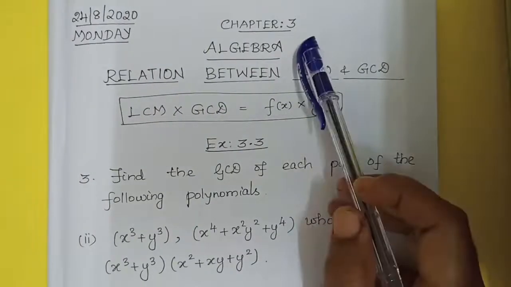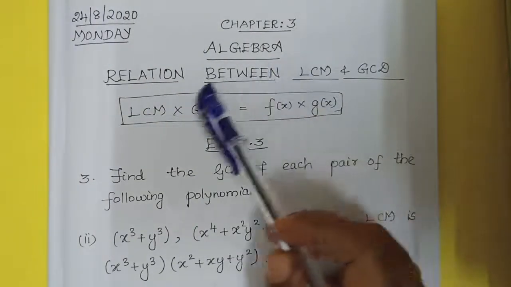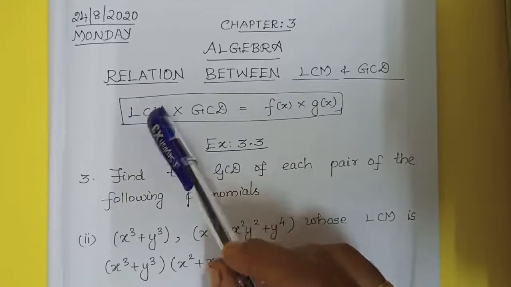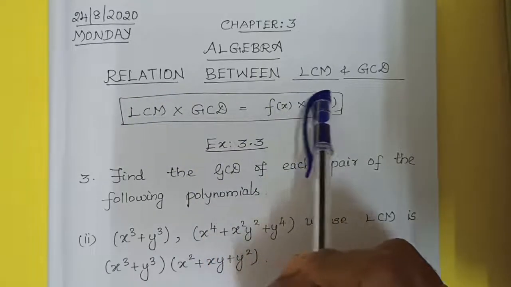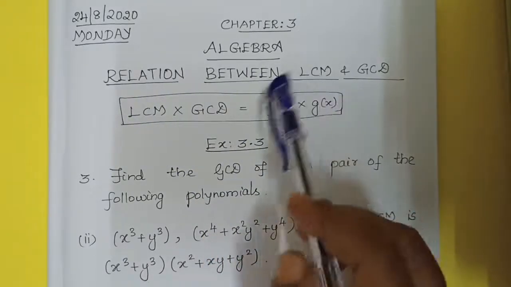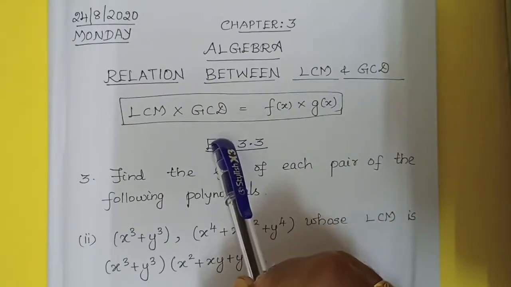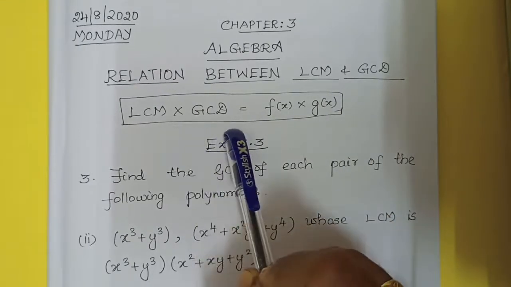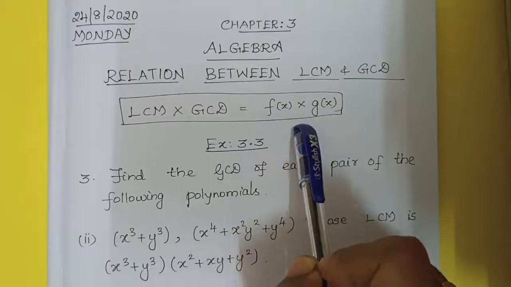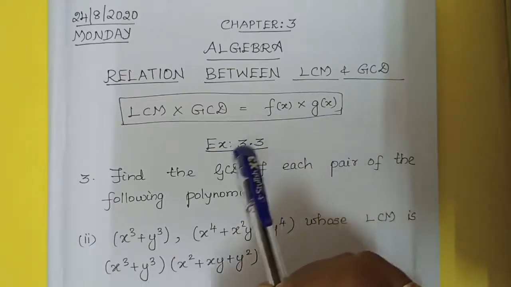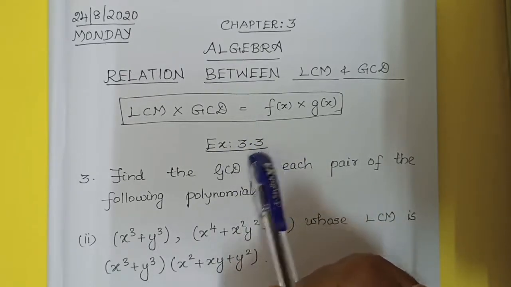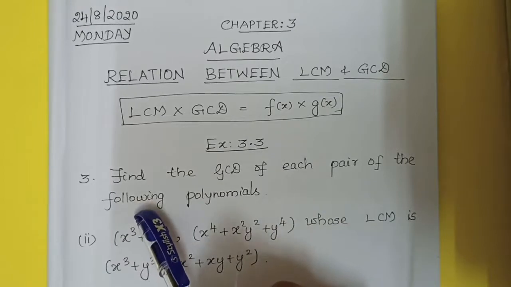Listen, this is chapter 3, Algebra. Now the subtopic is the relationship between LCM and GCD. This formula, which we derived in the last session: LCM into GCD equals f of x into g of x. Now exercise 3.3. The first and second questions we finished in the last class.